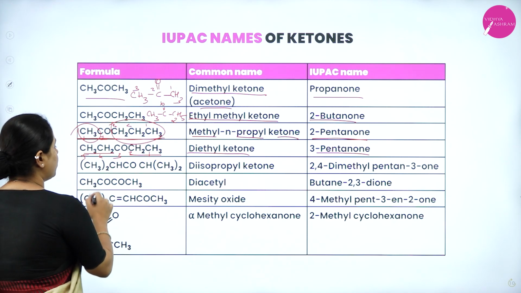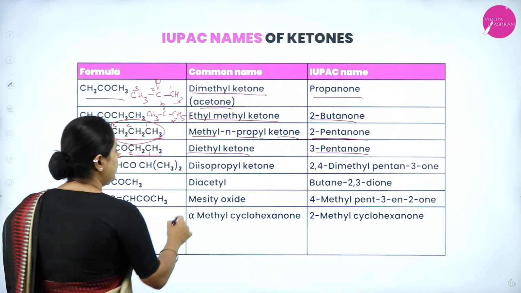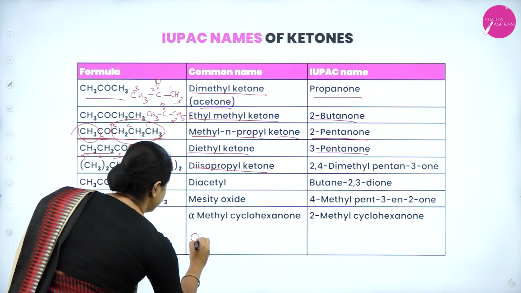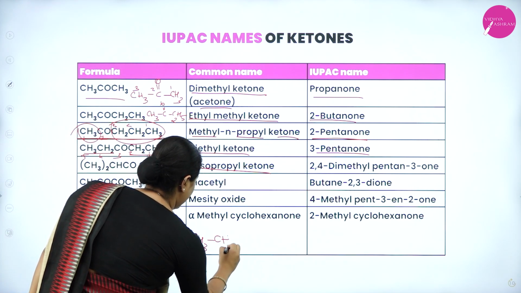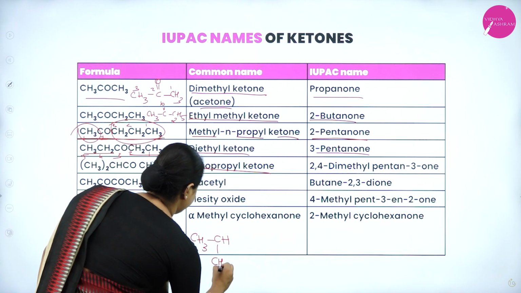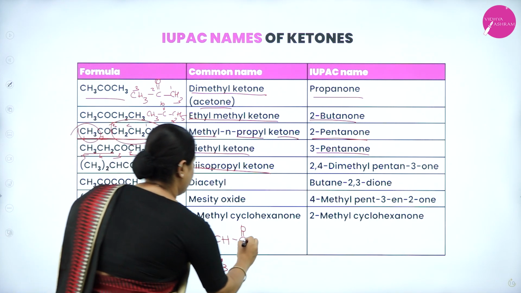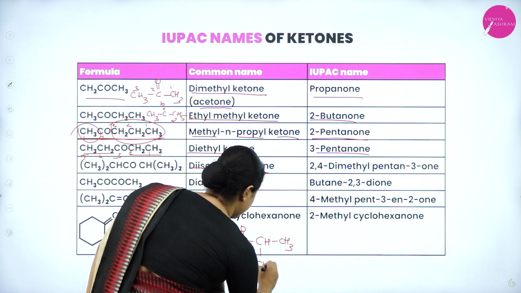Next one, (CH3)2CHCOCH(CH3)2. So this is diisopropyl ketone. So what is the structure of this actually? You have one CH3, then CH is there, attached to which you have one more CH3, right? And then you have your carbonyl group. Then you have CH, one more CH3 attached here, one more CH3 attached here.